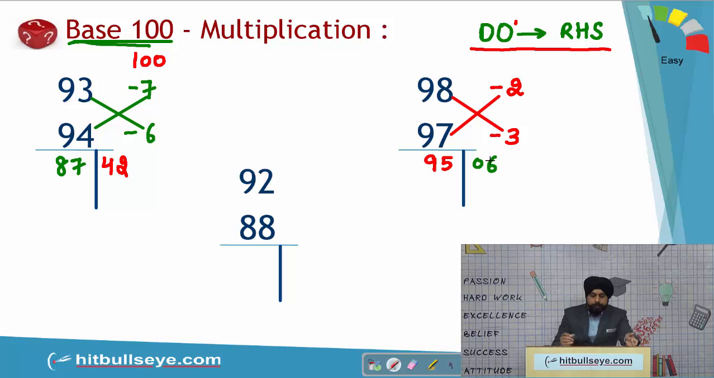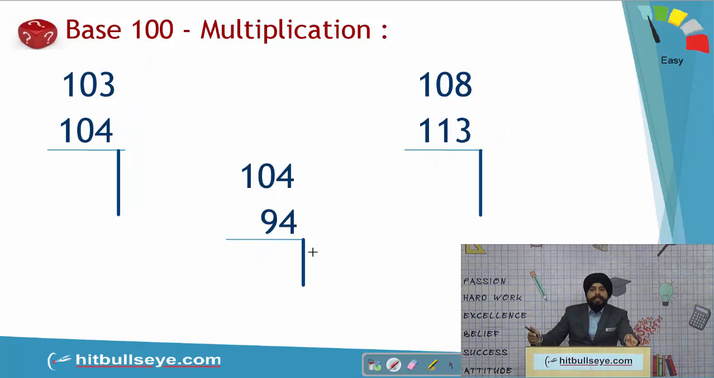Proceeding further, students, we have 92 and 88. So this you will write as -8 and -12. Now 92 minus 12 gives us 80. Now 8 into 12 is 96. It has 2 digits only. We need 2 digits only. We'll just place 96 on the right hand side. Right, students? I hope this is clear to you. Now let's move further.